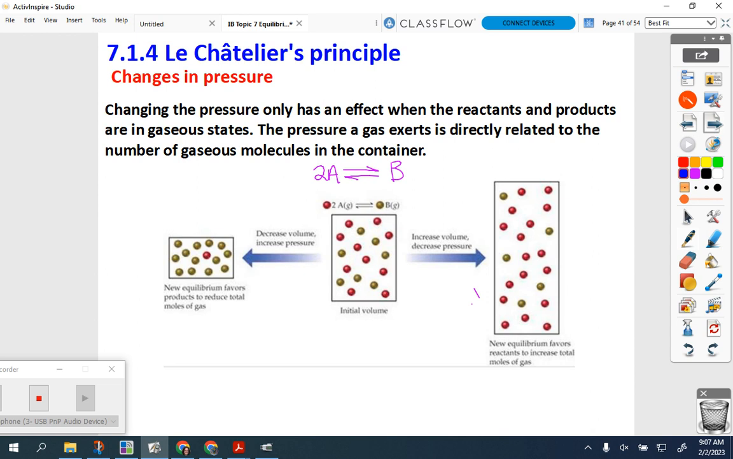All right, the next one, we can flip the page, is changes in pressure. And this is only going to affect gases. Okay. Now, this picture isn't in your study guide, but the idea here is we have a system at an initial volume at equilibrium with a certain number of gas molecules of A and B, and it takes two A's to make a B. And this is a reversible process.